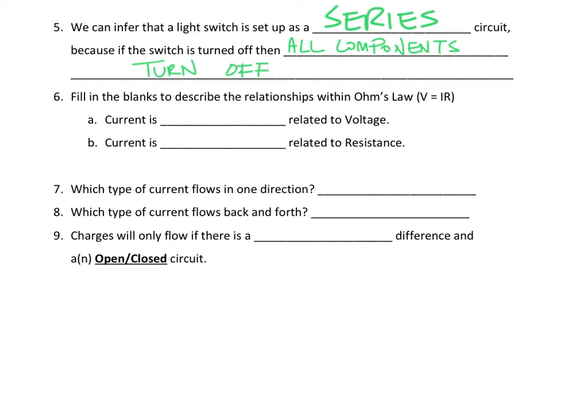If I'm describing the relationship between Ohm's law, V, I, and R, well, current is I, and voltage is V. If I'm looking at V and I, they are on opposite sides of the equal sign, which means that they are directly related. And if I look at current and resistance, I and R, they're on the same side of the equal sign, being multiplied by each other. That makes them inversely related.